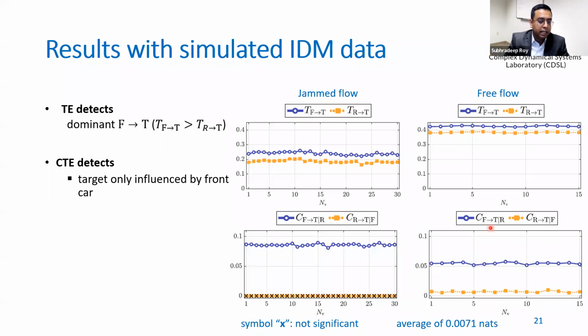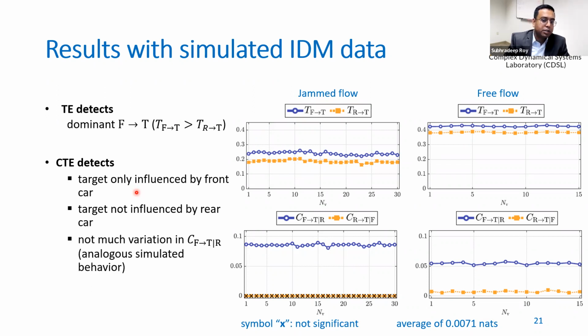So statistical significance is something we need to rely on. At the same time, we also need to compare the actual values to make the determination of the existence of the coupling. So we can say conditional transfer entropy identifies that the target is influenced by the front car and not influenced by the rear car. If we look at these plots, we also see there is not a lot of variation among these vehicles. All the drivers' values are very close to each other. This means all the drivers are behaving in a similar way. This is true because each of them is following the same set of equations, and because of that homogeneous behavior, we see a lack of variation in these coupling values.